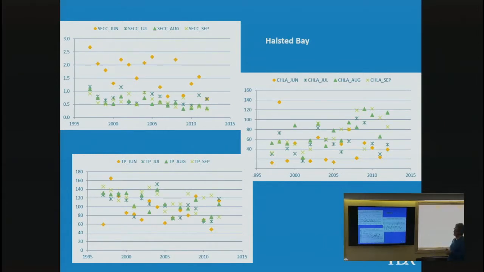It'd be nice, in hindsight, if we would have measured something like the suspended solids in the water column as well, but that's a lot of work. So, we're going to see what the data is telling us. That's kind of one theory I'm going on.